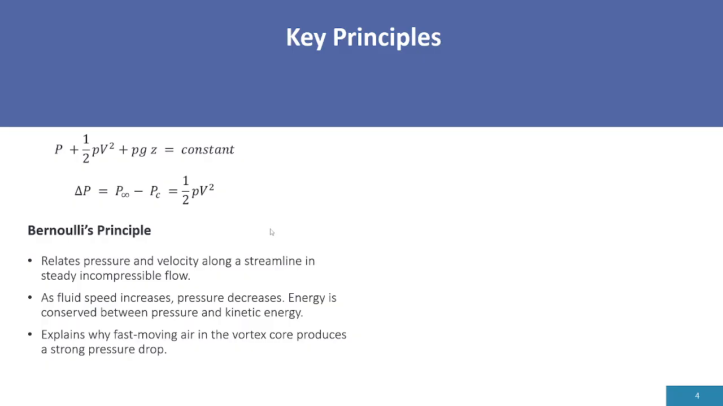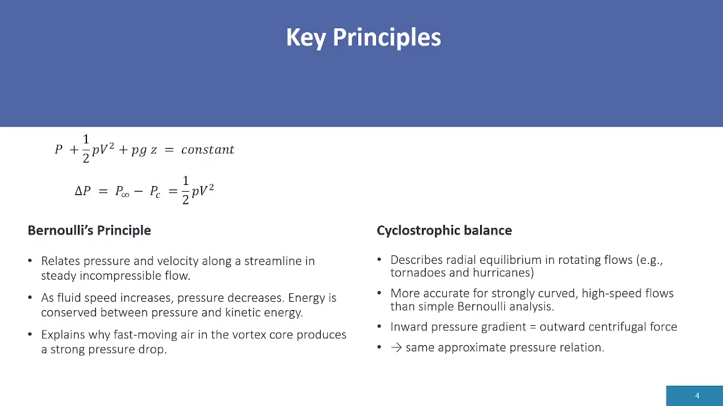Cyclostrophic balance gives us a better picture of this. In most atmospheric flows, like hurricanes or jet streams, the Coriolis effect matters. But for tornado cores that are so small and rotate so fast, the Coriolis effect becomes negligible. This allows us to use something called cyclostrophic balance, which states that the inward pressure gradient force balances the outward centrifugal force of rotating air. The equation is 1/density times the pressure gradient equals the tangential velocity squared over the radius. This equation describes rotation held together by pressure. The faster the air spins, the larger the pressure difference needed to keep it rotating in a tight circle.